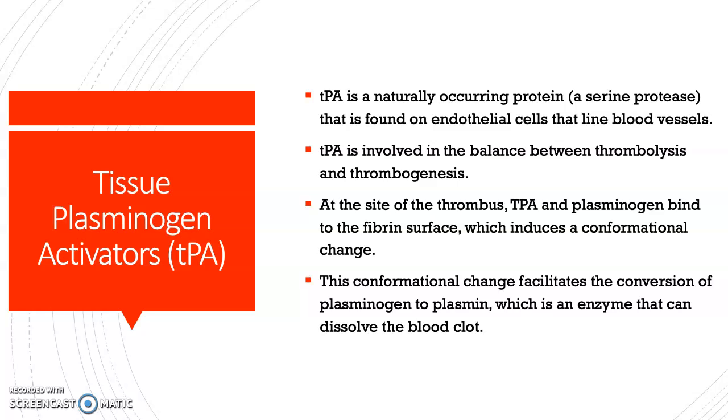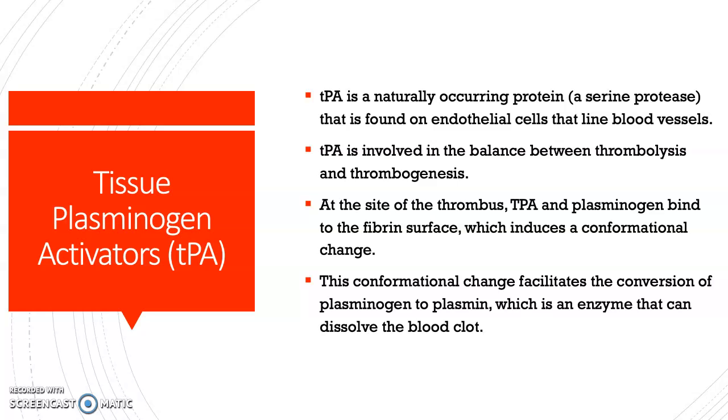When someone is admitted to the hospital with a stroke, the gold standard is to give the patient an IV of TPA. It is most effective if the patient receives this within the first 3 hours of symptom onset. And TPA is a naturally occurring protein. It is a serine protease, a class of enzymes that cleave peptide bonds in proteins.